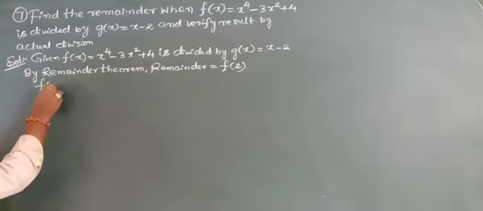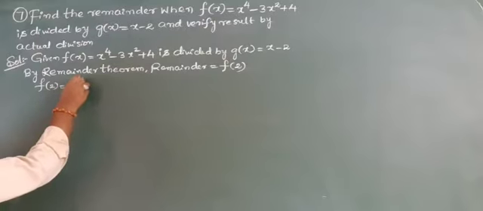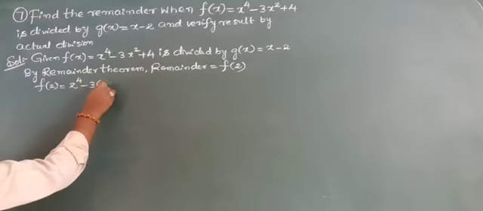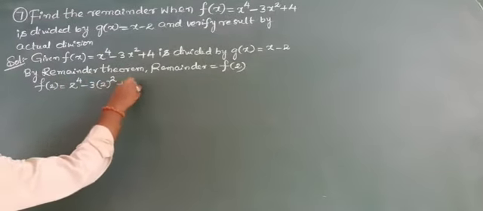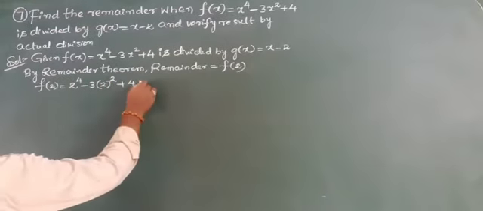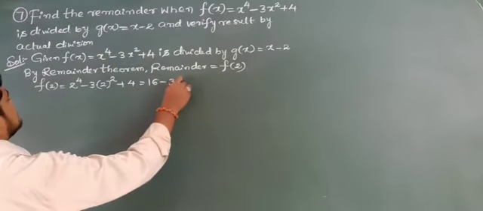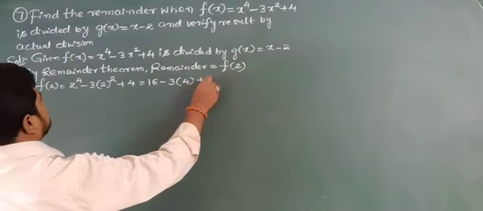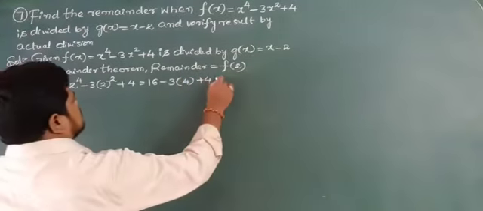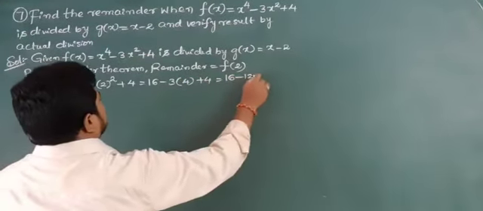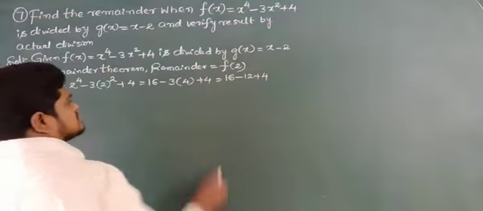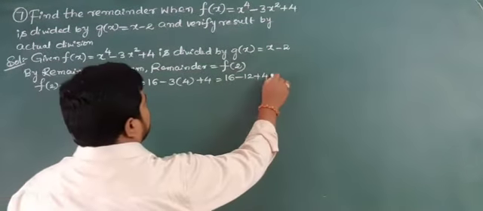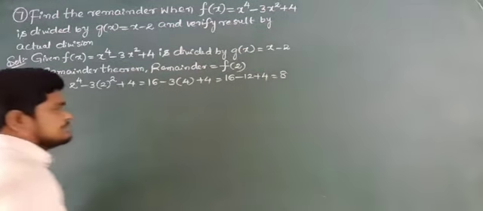So f(2) = 2⁴ − 3 × 2² + 4. Simplify: 2⁴ is 16, minus 3 into 2² is 4, plus 4. That is 16 − 12 + 4. 16 − 12 is 4, and 4 + 4 is equal to 8.